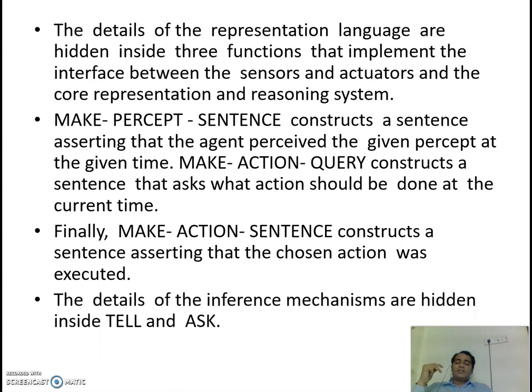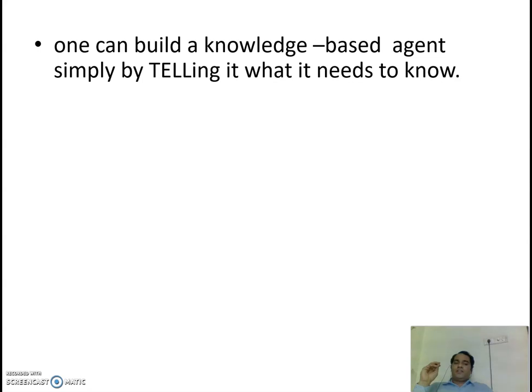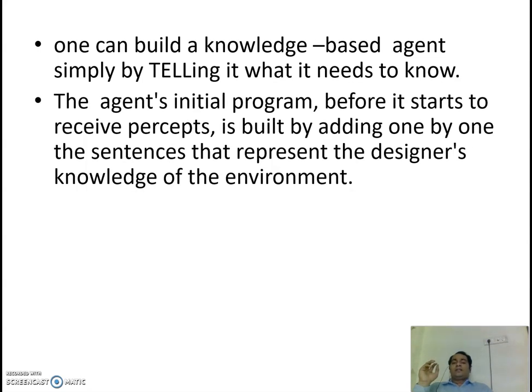So the details of the inference mechanism are hidden inside tell and ask. Those are the two more things. One can build a knowledge based agent simply by telling it what it needs to know. The agent's initial program, before it starts to receive percepts, is built by adding one by one the sentences that represent the designer's knowledge of the environment.